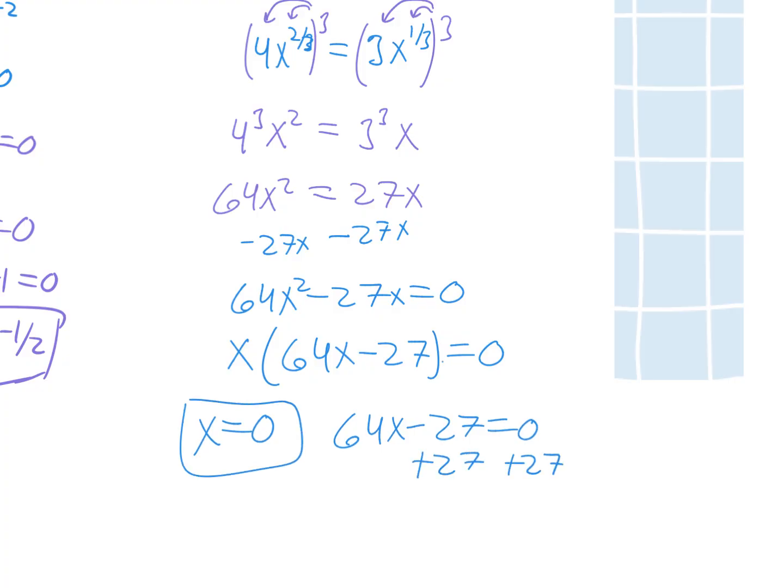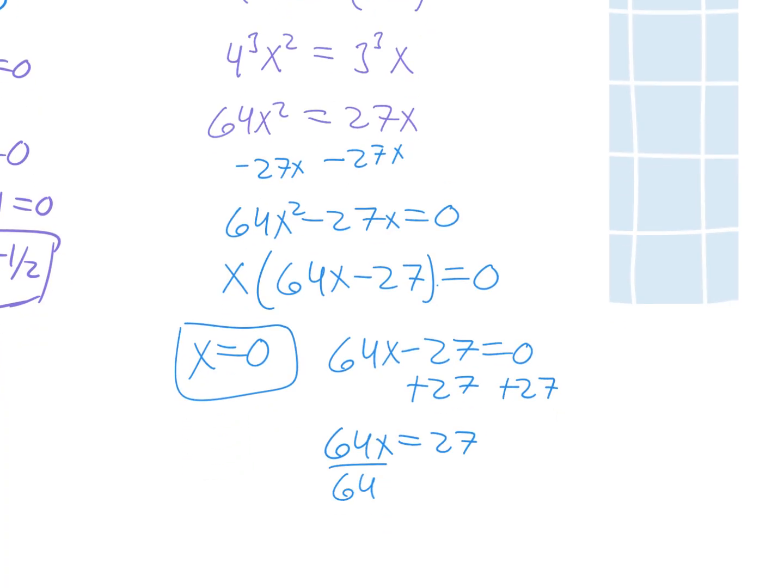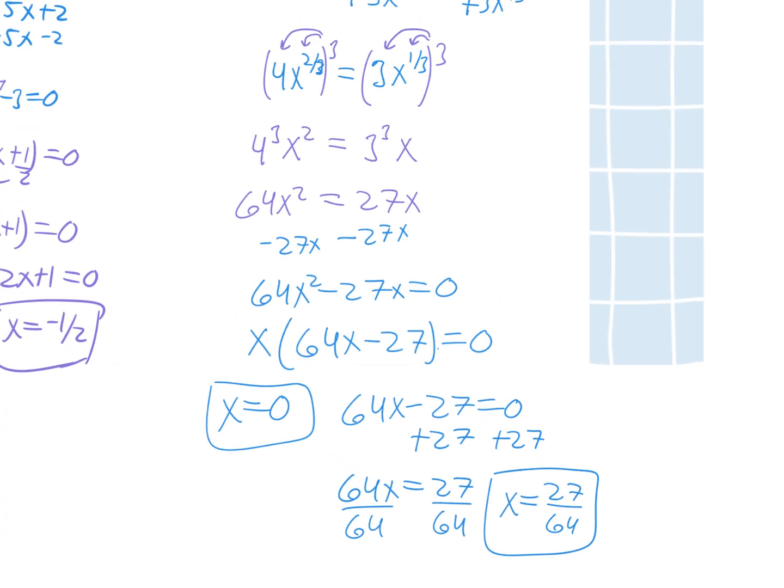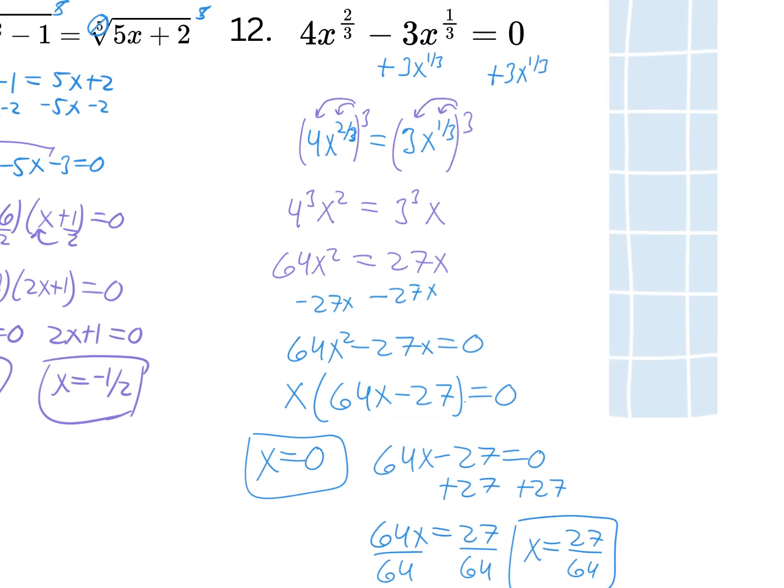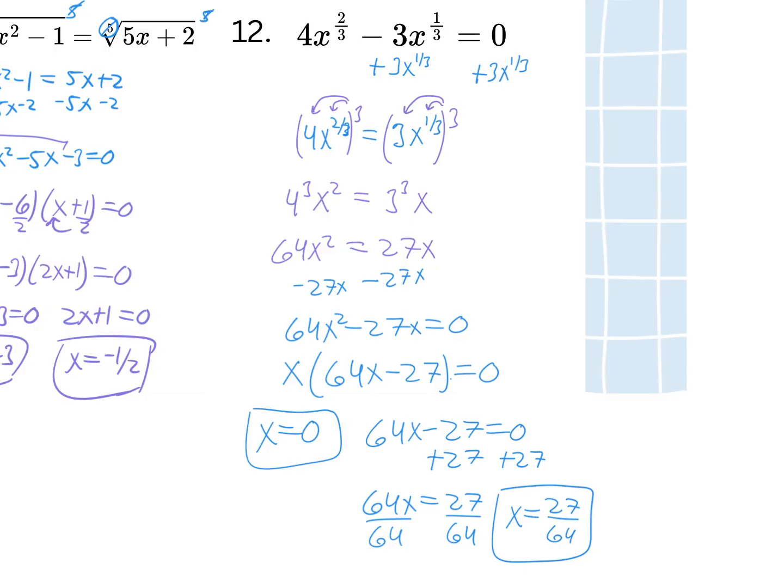And then over here I can add 27 to both sides. And I get 64x equals 27. Divide by 64. And I get x equals 27 over 64 as my other answer. Now once again, both of these work. Again, for now you can just trust me on that. But if you want to check them on your own, you can.